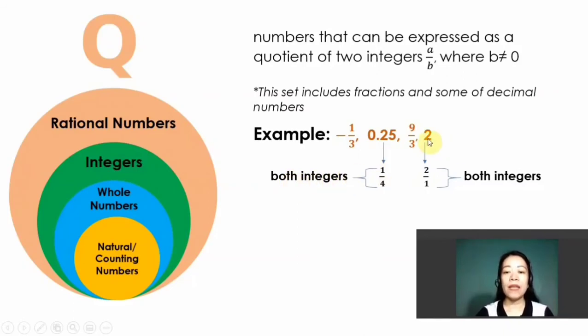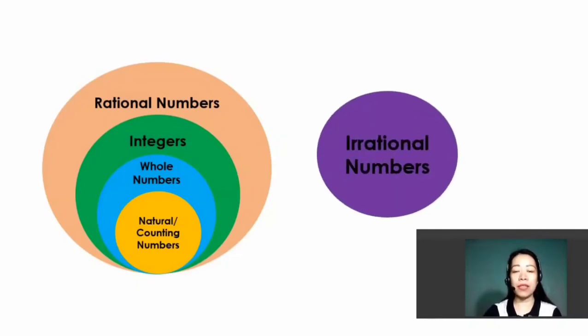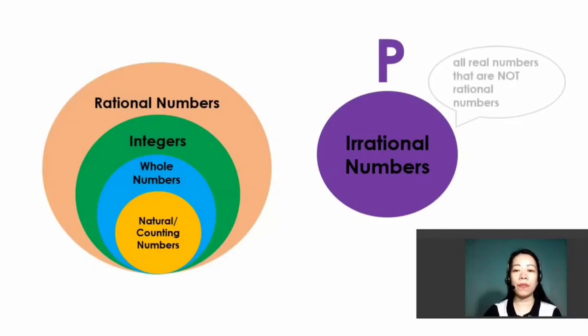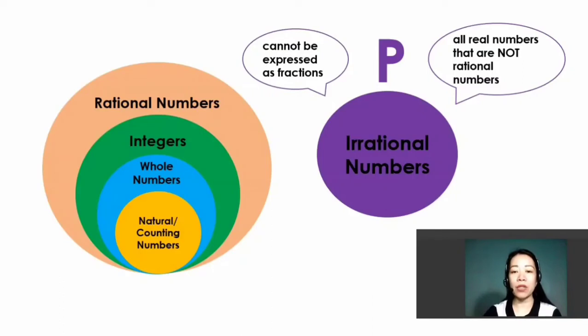While 2 is equal to 2 over 1. 2 and 1 are both integers. Now, there is another set of numbers that is not within any of these. We can call these numbers irrational numbers, which can be denoted using this symbol. These are all real numbers that are not rational numbers and cannot be expressed as a fraction.